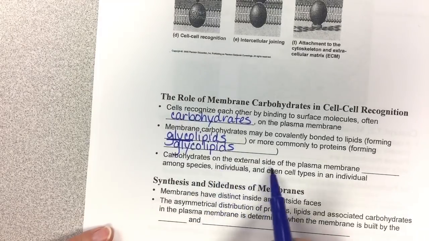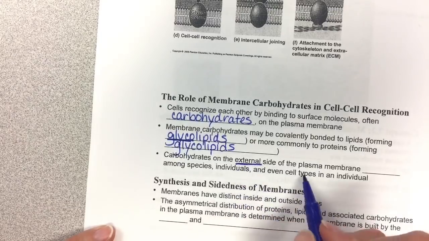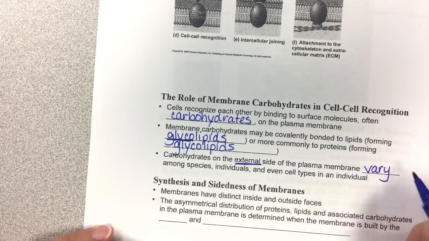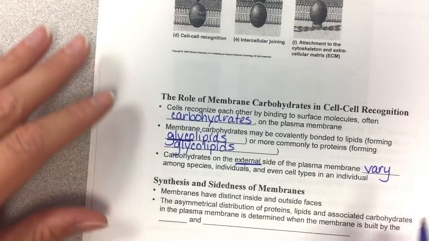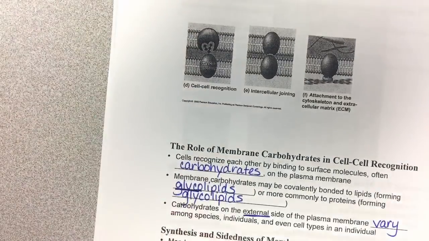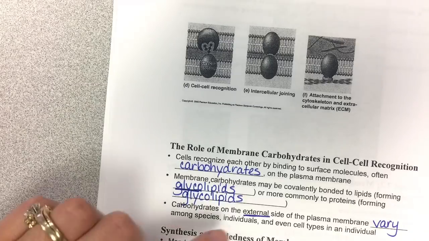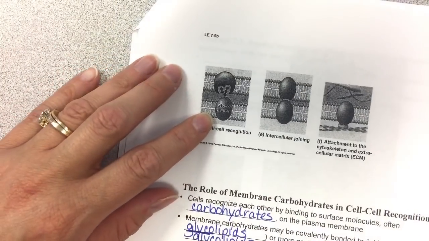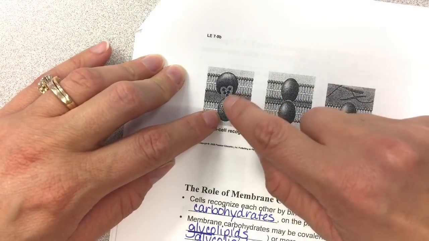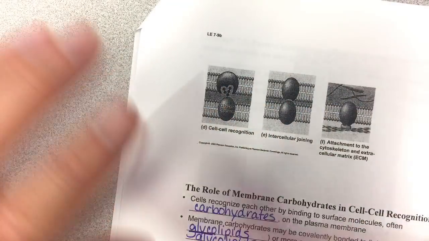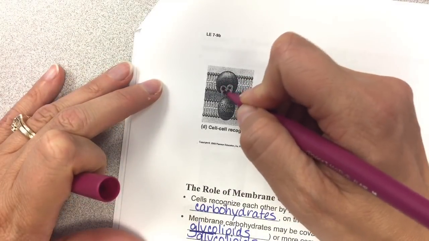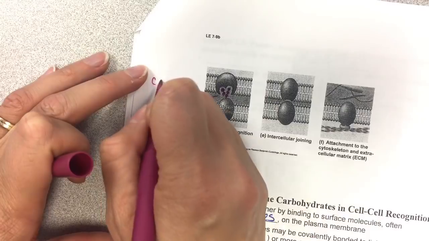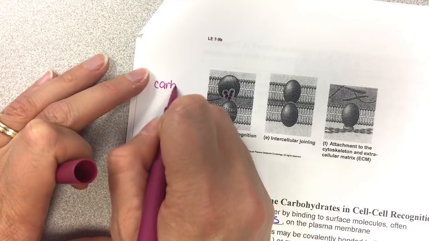So carbohydrates on the outside, the external side of the plasma membrane, vary among species, individuals, and even cell types in an individual. And I talked a little bit about this before, but let's now relate what we just wrote back up to this picture here. So here is a glycoprotein. It has this carbohydrate chain. So this right here is the carbohydrate chain.